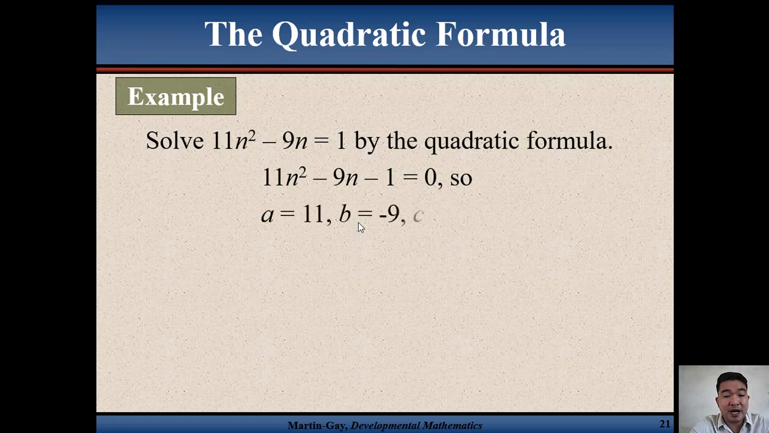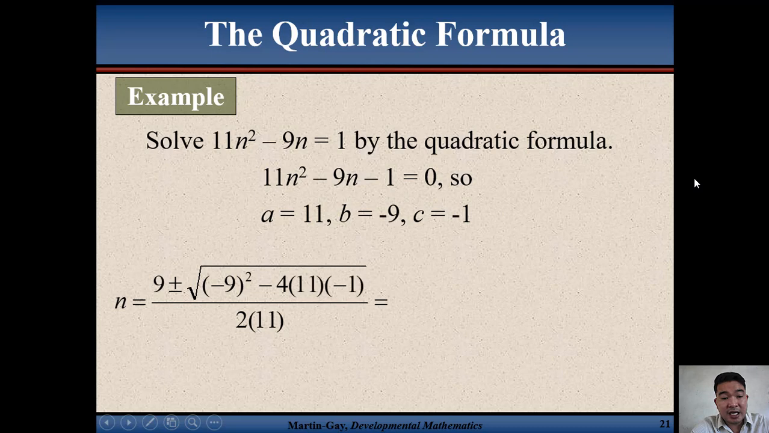And then we identify A, B, and C. So A is the numerical coefficient of the squared term, and then B is the numerical coefficient of the n term, and C is the constant. So your A now is 11, B is equal to negative 9, and C is equal to negative 1. And then we substitute the values of A, B, and C into the quadratic formula.